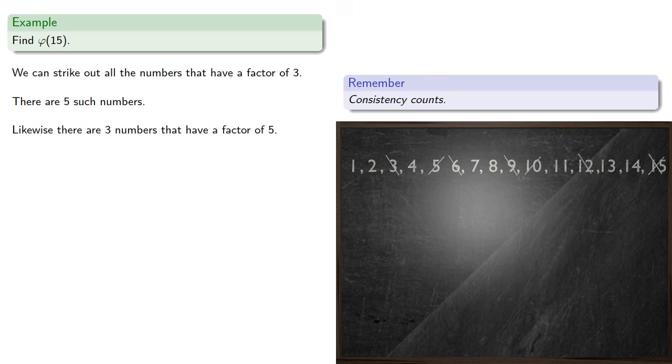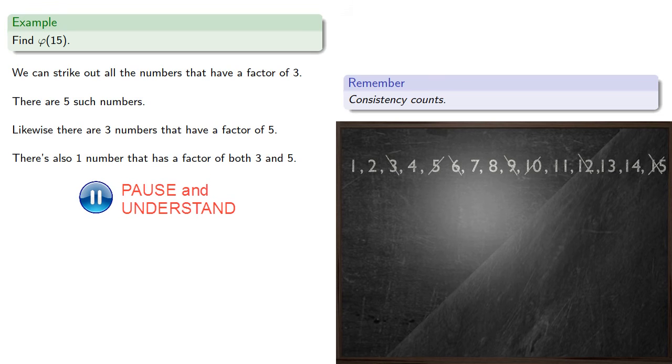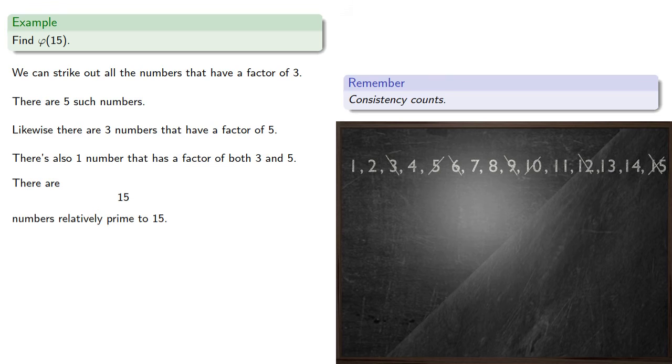And note that we struck out 15 twice, because there's one number that has a factor of both 3 and 5. So of our 15 numbers, we'll take out the 5 that have a factor of 3, the 3 that have a factor of 5, but then we'll add back in the one that has a factor of both, for a total of 8 numbers relatively prime to 15.